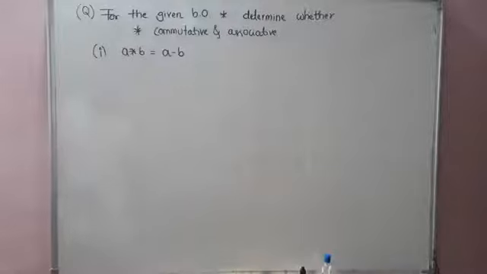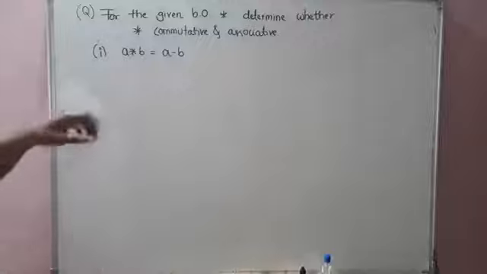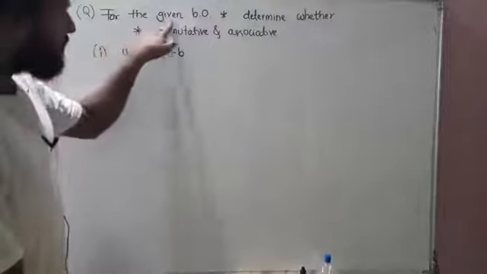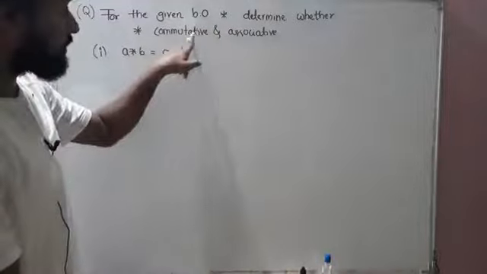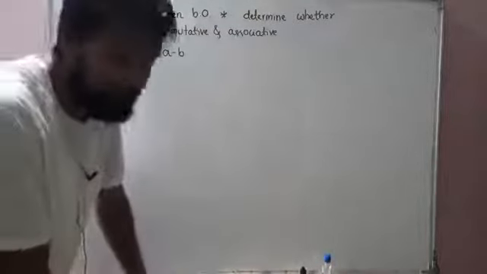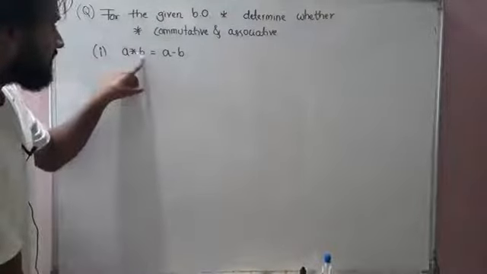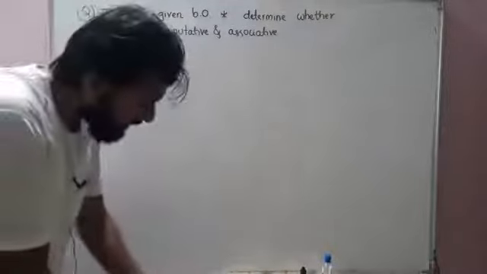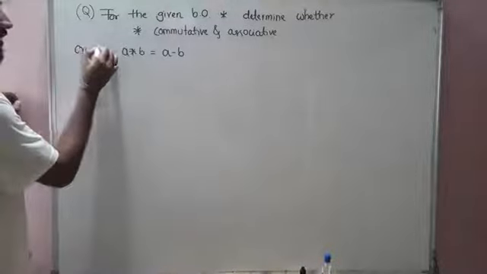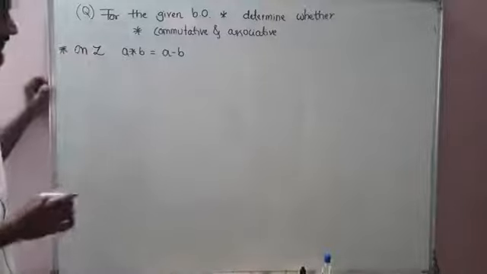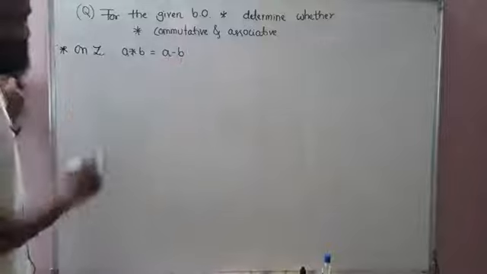Well, dear students, now let's take the next question, which is again very important from an exam perspective. The question says, for the given binary operation star, determine whether star is commutative and associative. It's given as a star b is equal to a minus b, and I forgot to write one more thing here, on Z, on integers, they have given. It's a binary operation. You can easily say, you can subtract any two numbers, this will always be an integer.